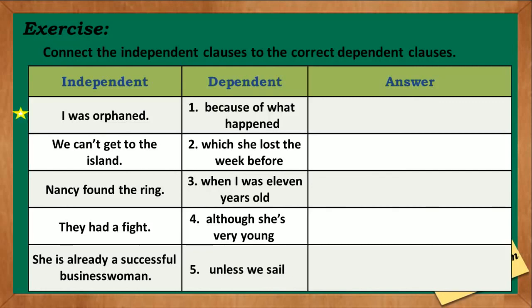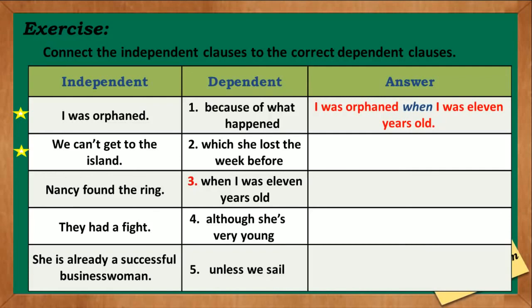Let's start with the first one. I was orphaned. What do you think is the correct dependent clause for this? The correct answer is number 3. When I was 11 years old. So the sentence will now be I was orphaned when I was 11 years old.